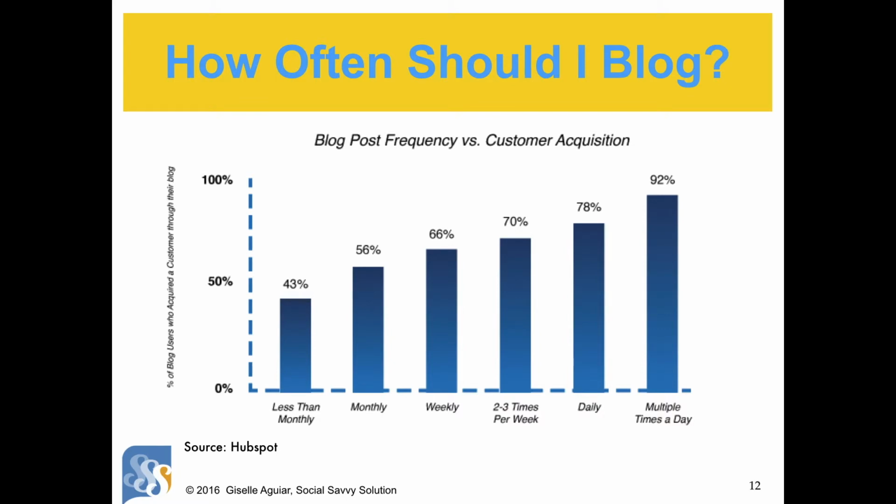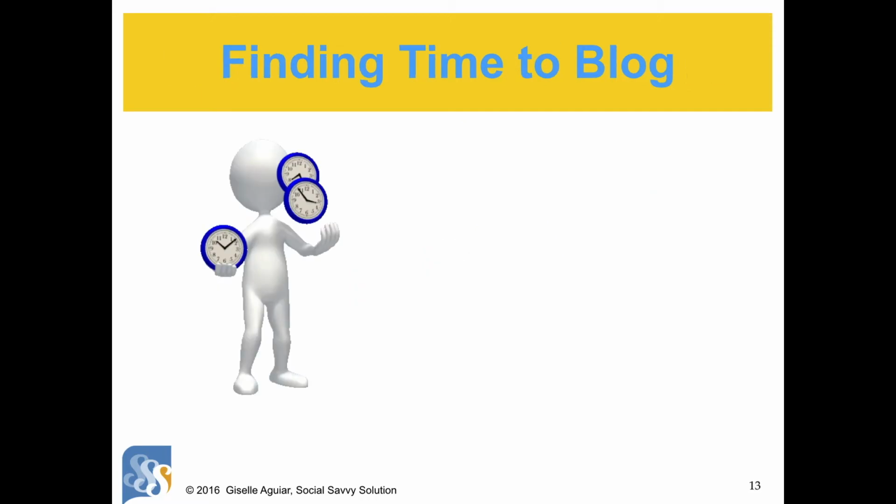This graph from HubSpot shows blog post frequency versus customer acquisition. Blogging once a month or less really doesn't help. Blog weekly, at least. Daily and multiple times a day, well, if you have a staff or enough content. However, 2 to 3 times a week is optimal, especially if you're just starting out. You want to feed Google the fresh content it wants for SEO and to drive traffic to your site.